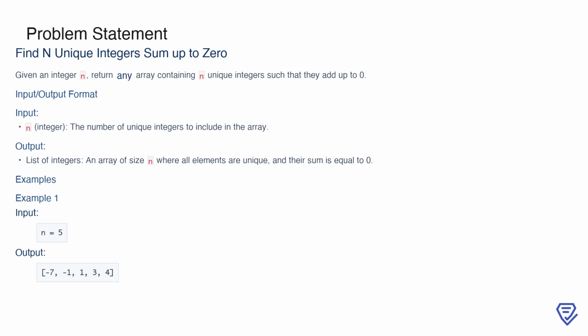Let's look at the input-output format. The input is a single integer, n, which tells us how many unique integers we need. The output is an array containing exactly n integers, all of which are unique, and their sum must equal 0. For example, if n is 5, you could output an array like -7, -1, 1, 3, 4. This array contains 5 unique integers, and when you add them up, the result is 0.